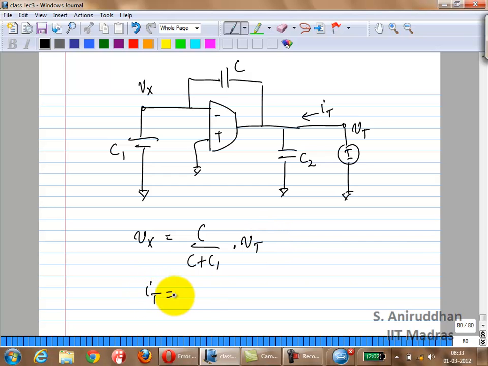What is it? C1 times Vt times Gm2. That is the current flowing in here. Correct? So you can see how this is coming out. If you look at the output impedance of the structure, it actually is Gm2 times C over C plus C1. What will you have if you had no capacitor here? What will be the output impedance?